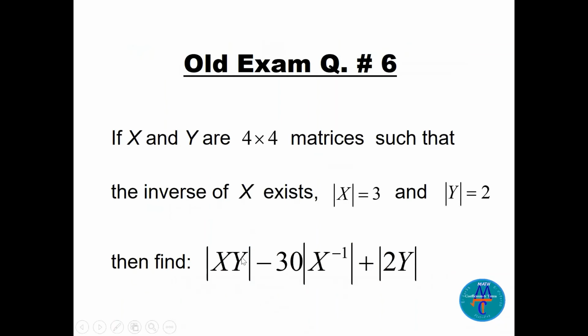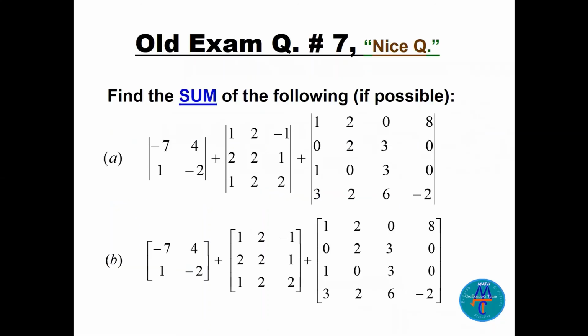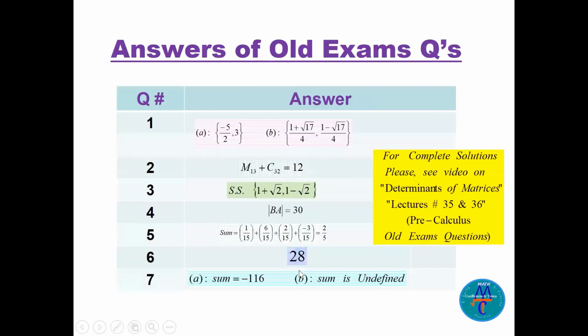Question number 6, if x and y are 4 by 4 matrices such that the inverse of x exists, the determinant of A is equal to 3, the determinant of y is equal to 2, find all this value. You can check it. And question number 7 is really nice. Find the sum of the following if possible. I will leave it for you to read it carefully and find the answer in A, find the answer in B. And here are the 7 answers of the old exams questions.